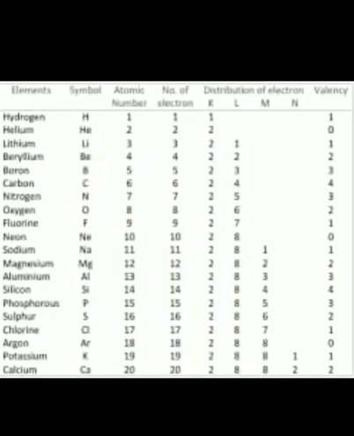Beryllium 4, the electronic configuration is 2, 2. Then boron 5, 2, 3. Then carbon 6, 2, 4. And nitrogen 7, 2, 5. Like this you have to calculate the electronic configuration from atomic number 1 to 20.